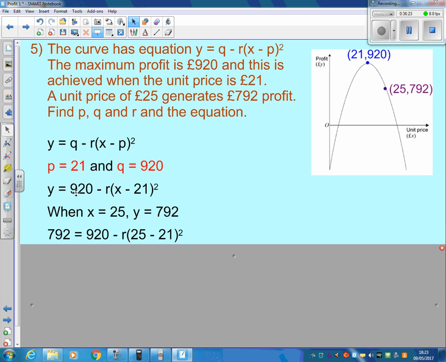Y, 792, stays there. R stays there. Notice the x replaced by 25. And so we get this equation. It's an equation that's just in terms of R. We can work it out.